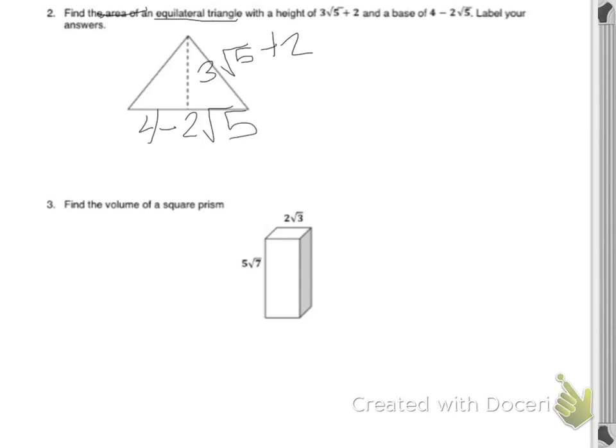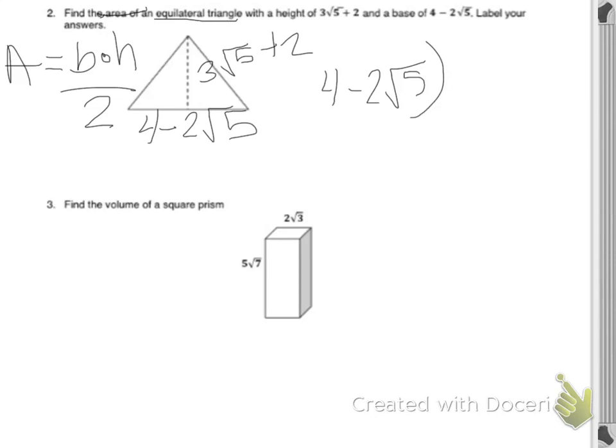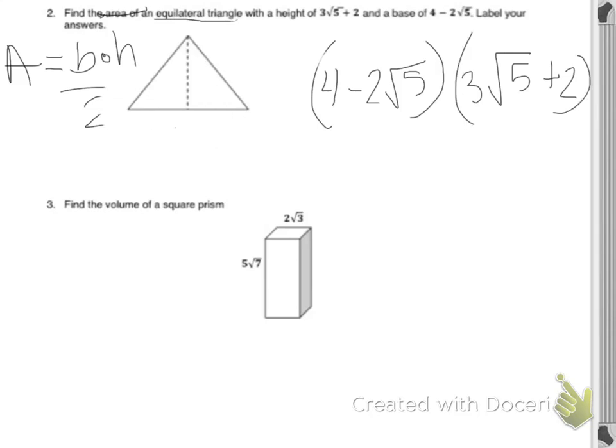And for triangles, your formula to find the area is base times height divided by 2. So let's plug that in. So it'll be 4 minus 2 square root of 5 times 3 square root of 5 plus 2. And from here, you're just going to FOIL.